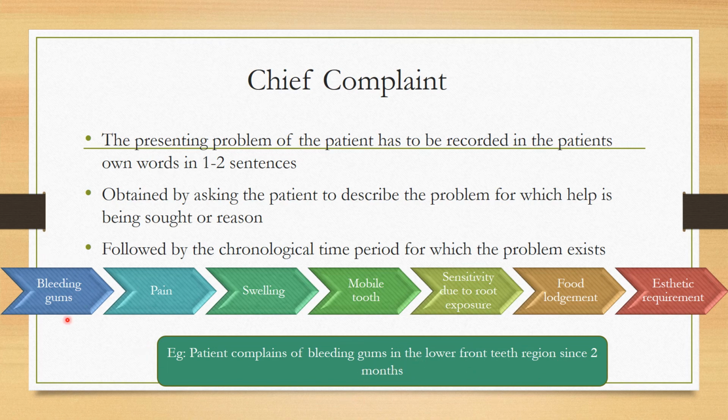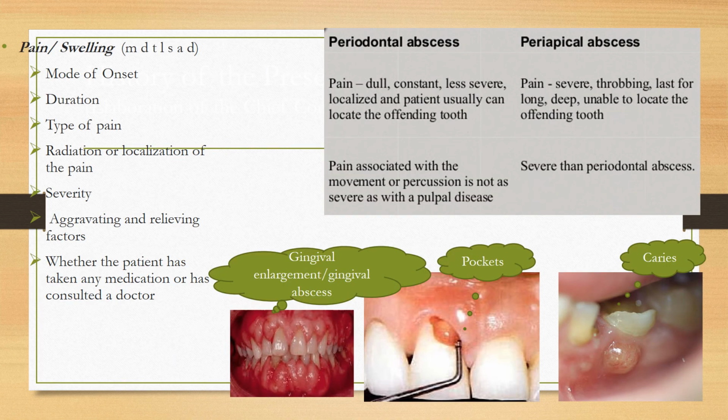In perio, usually the complaints can be bleeding gums, pain, swelling, mobile tooth, sensitivity due to root exposure, food lodgement, aesthetic requirement. The chief complaint should be in the patient's own words, and it should be a perio complaint, something related to perio. If you're writing a perio case sheet, it should be one of these reasons, or if the patient just wants to come for a routine cleanup, you can write that they came for routine scaling and cleaning of the teeth.